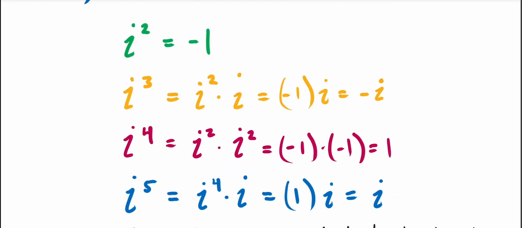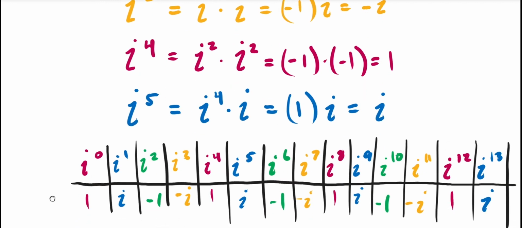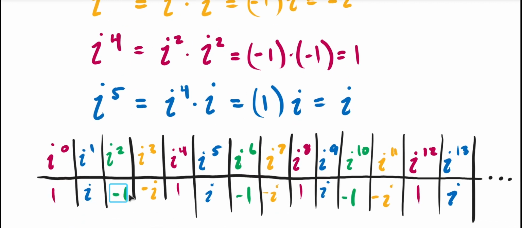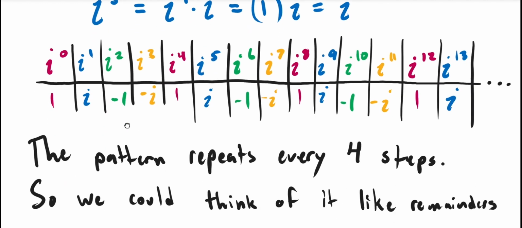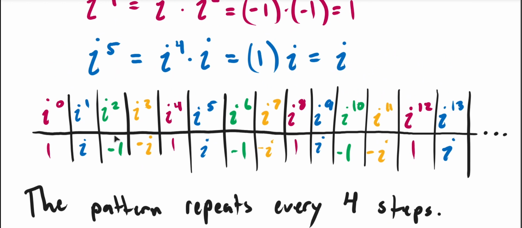What about i to the 5th? Well, i to the 5th is i to the 4th times i to the 1st. i to the 4th we just found out is 1, and 1 times i is i. Okay, wait a minute, there's a pattern here. So it goes 1, i, minus 1, minus i, 1, i, minus 1, minus i, and so on. So really there's this four-fold pattern, a pattern that repeats every 4 steps.